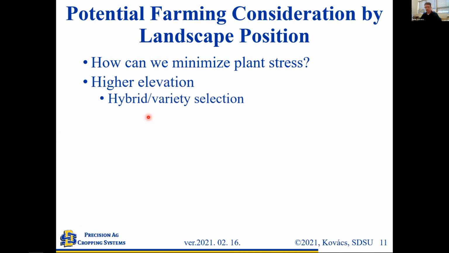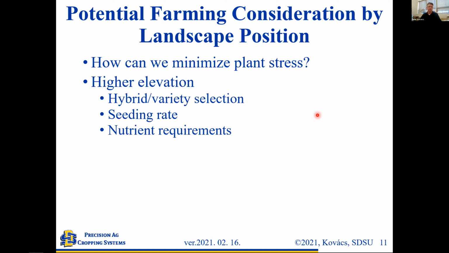So if we think more likely we'll have a water stress in terms of lack of water in higher elevations, can we select a different hybrid or variety which could potentially handle these droughtier environments better? Or simply changing the seeding rate can help minimize that water stress in our crop. And again, with that, if we're changing, the nutrient requirements will be different in those fields.